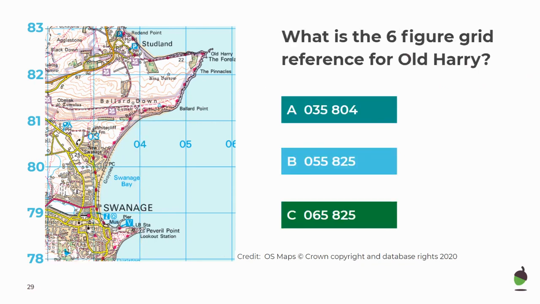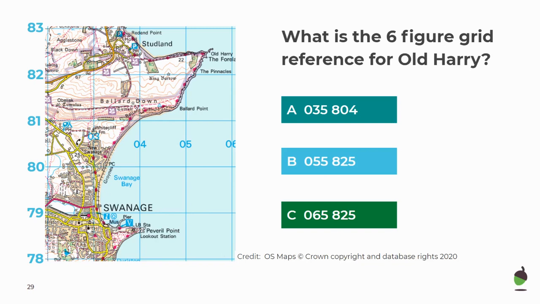Let's test you. It's your turn now. So what is the 6-figure grid reference for Old Harry? Pause it until you've made your decision. Take your time, run your finger along the screen, whatever you need to do to make sure you get it right. But you can do this.